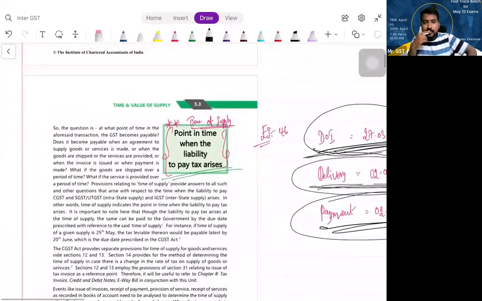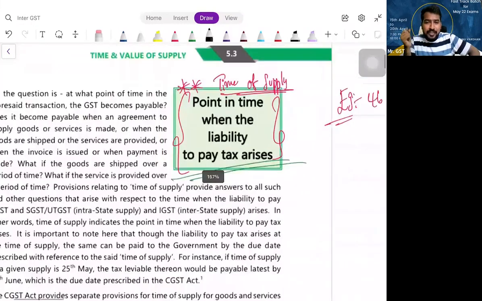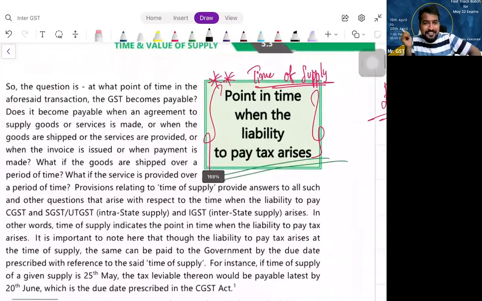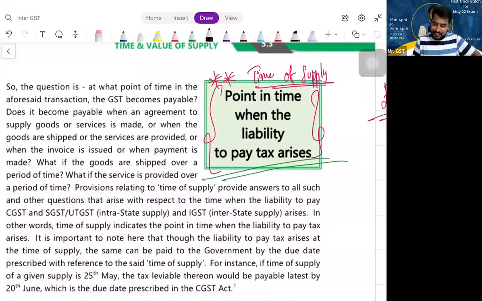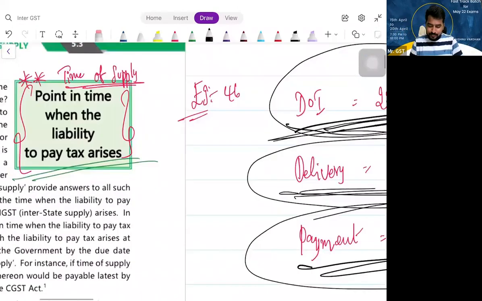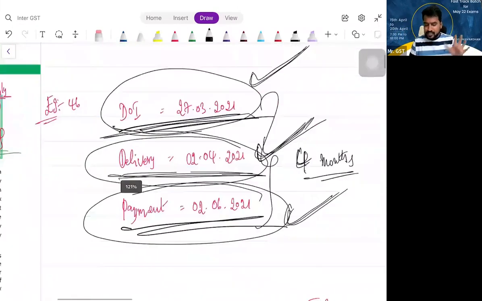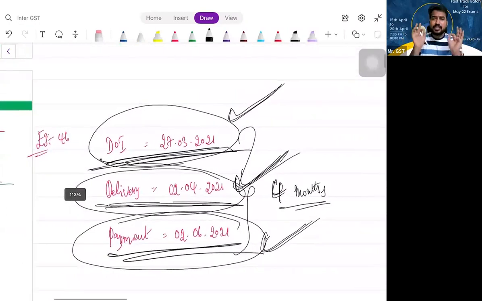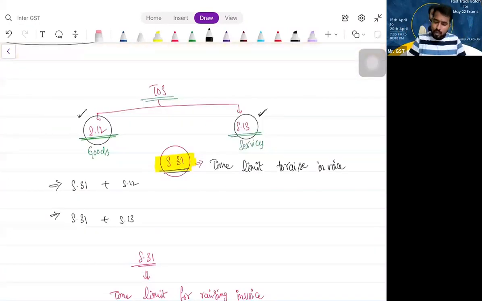Time limit for issuance of invoice. What time limit for? Issuance of invoice for supply of goods. Only goods, or services also? No, for both goods and services. It is just the time limit to raise an invoice, no matter whether it is goods or services.